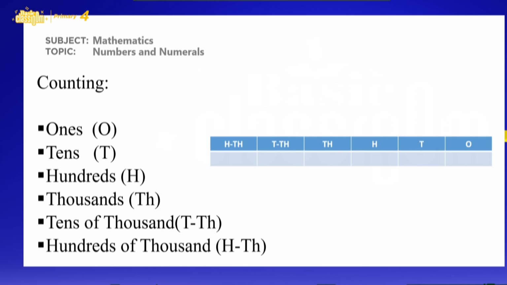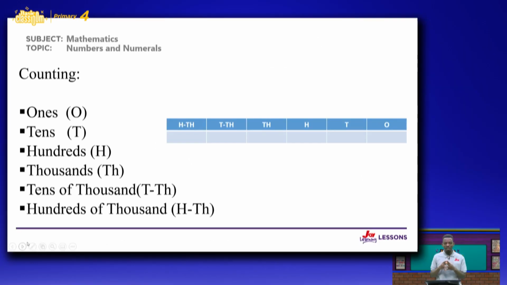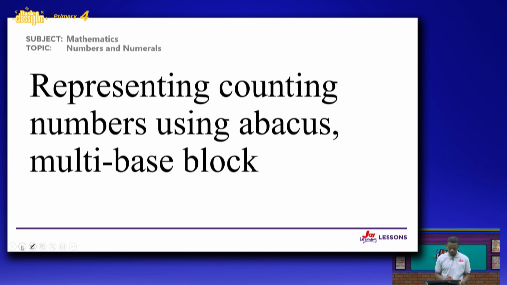Now, good. So we have a simple diagram which represents these stages of counting. We have our O for ones, our T, our H, our TH, our TTH, which is tens of thousands, and our HTH, which is hundreds of thousands. Let us move on, learners.